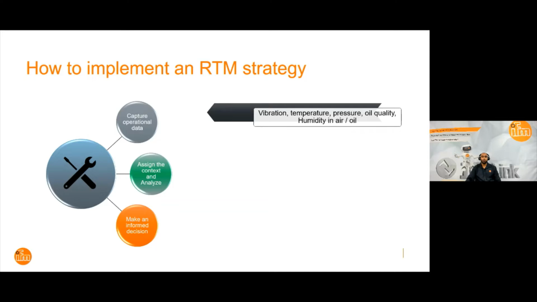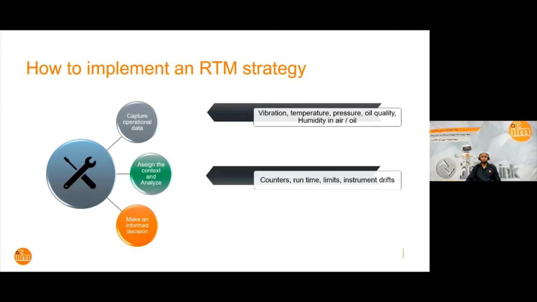The next area that we're going to look at is actually analyzing this data. So now that we have the data, it's useless until it's actually analyzed and becomes meaningful. And we can use this data to monitor counters. We can use it to monitor the runtime of rotating equipment. We can even set warning and trip limits to indicate an imminent failure. We can also monitor drift within sensors.